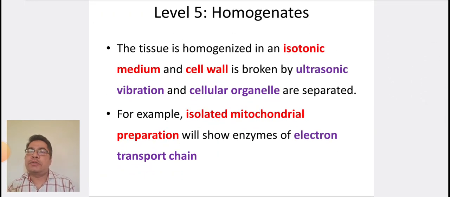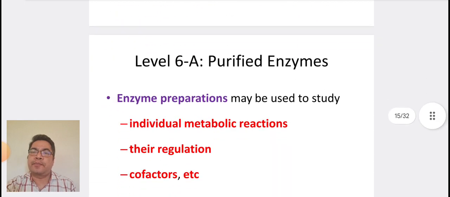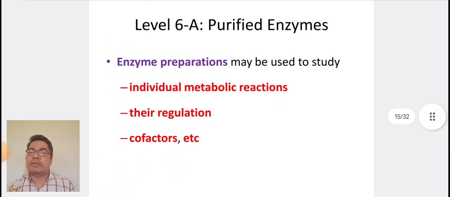Level 5, homogenates. The tissue is homogenized in an isotonic medium, the cell wall is broken by ultrasonic vibration, and cellular organelles are separated. For example, an isolated mitochondrial preparation will show enzymes of the electron transport chain. Level 6A, purified enzymes. Enzyme preparations may be used to study individual metabolic reactions, their regulation, and cofactors, etc.